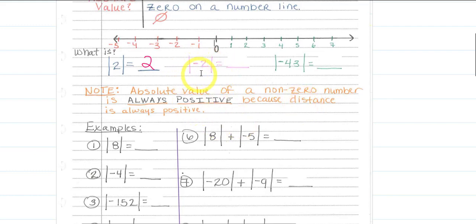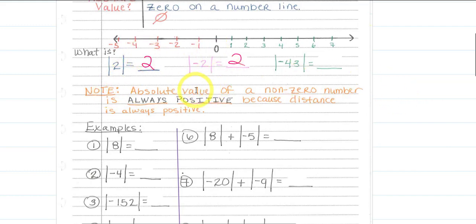Now we're going to take a look at the next one, which is the absolute value of -2. So if you go to the number line and you take a look at -2, it's going to be right here. And what is the distance from -2 to 0? Again, you start at -2 and we go 1, 2, and we end up at 0. So it is also 2 units in distance away from 0.